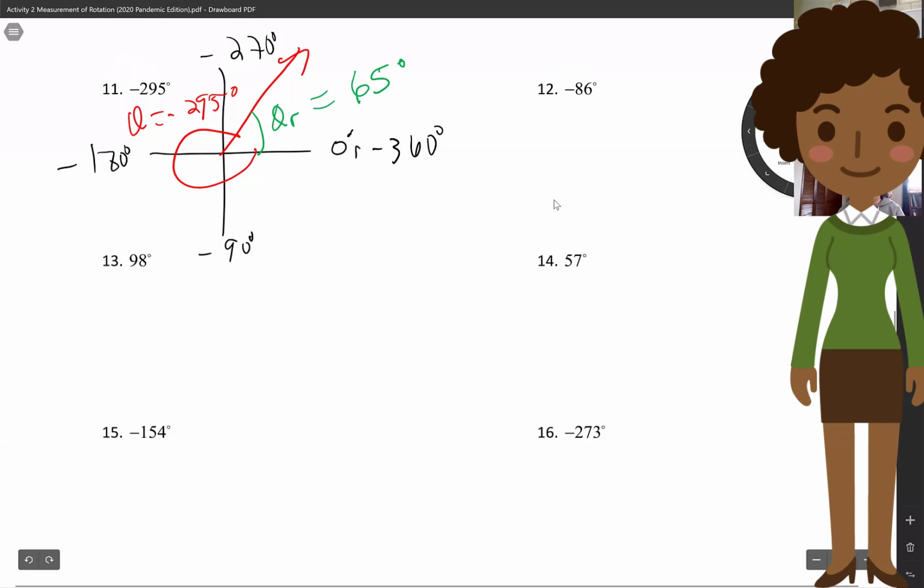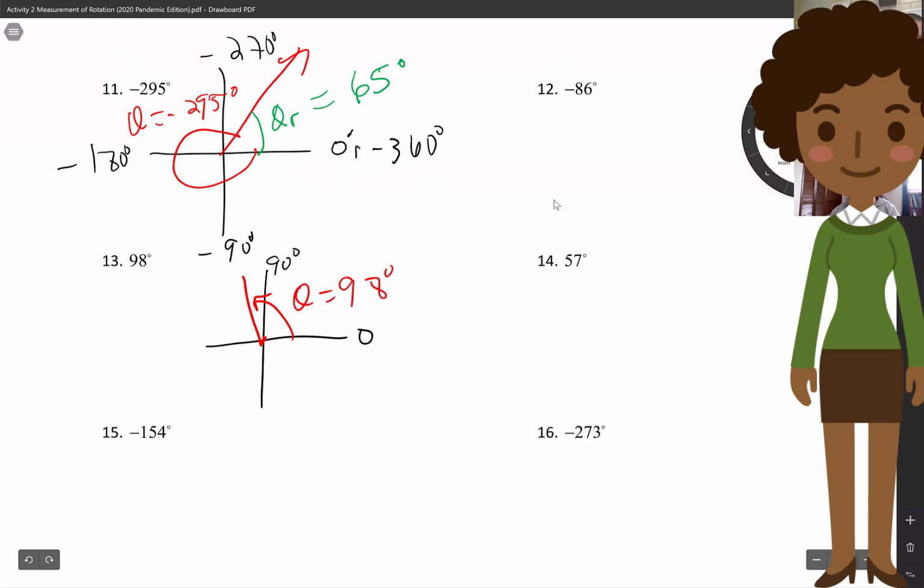All right, next one. A lot of people get tricked on number 13. That says 98 degrees, so I'm a little bit past 90. So here's 0 degrees, here's 90 degrees, and that's all I'm going to put there. I'm right there. That is 98 degrees. So your reference angle is this guy right here. Don't do it with the y-axis, it's always with respect to the horizontal axis. So 180 minus 98. What's that? 82 degrees. That's your reference angle, guys. 82 degrees.